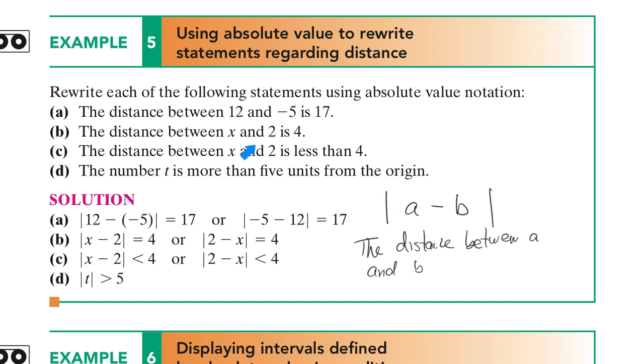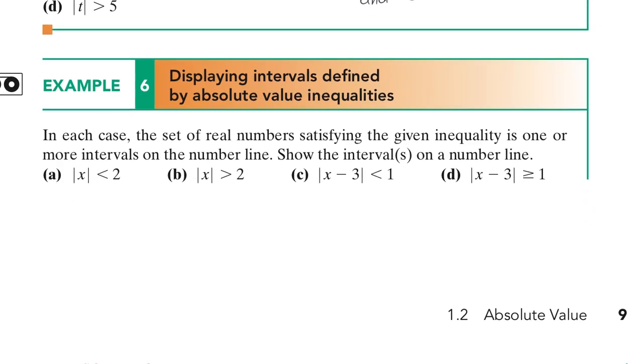So if you want to write the distance between x and 2 is 4, then you write |x - 2| = 4. Or you can switch this around, right? Because that's what the statement earlier just said. And the distance between x and 2 is less than 4 is written like this, |x - 2| < 4, or you can switch them around again. And the number t is more than 5 units from the origin. Okay, there you go. It's just translations right there.